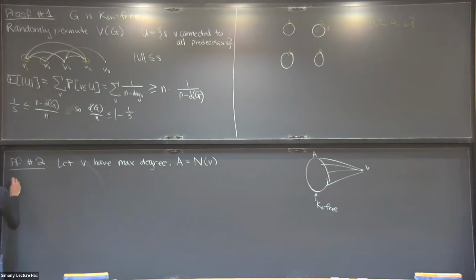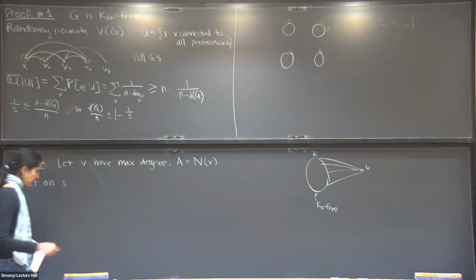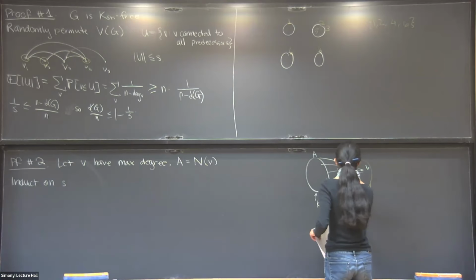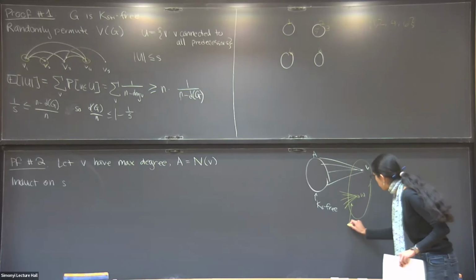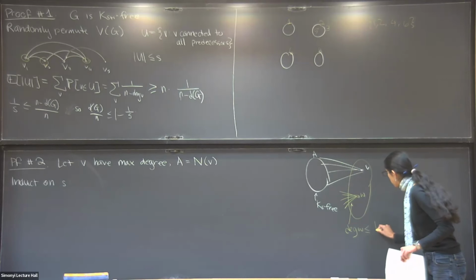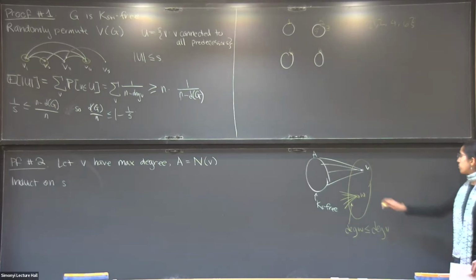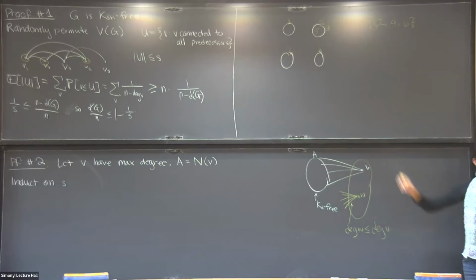So if I'm inducting on S, then what I realize is that the neighborhood of V must be KS free. And then every remaining edge must be in the neighborhood of some vertex not in A, of which we know if this is W, the degree of W is at most the degree of V. So I've drawn the part sizes poorly here, but you should think of the yellow set as being one of those 4 parts and the white set as being the union of the other 3 parts.